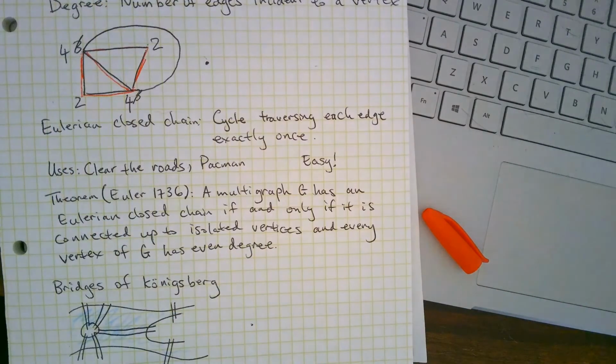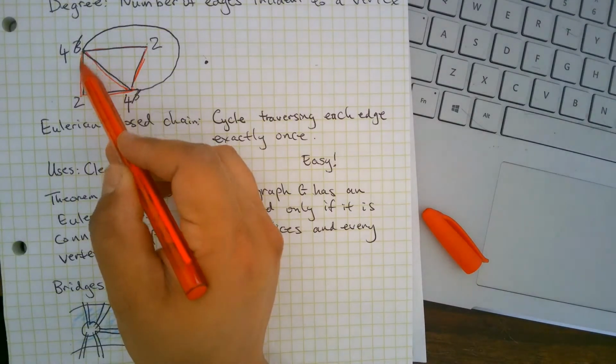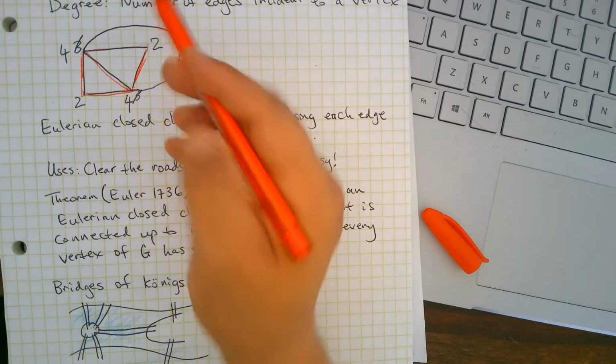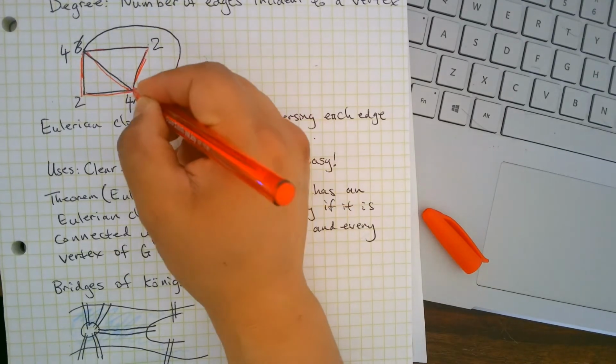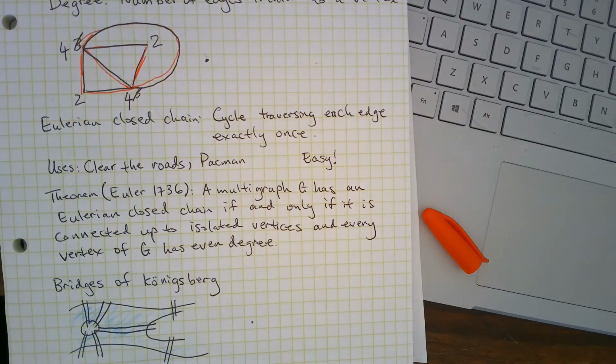Now every vertex has even degree, so the theorem says there has to exist an Eulerian closed chain. Well, of course there does. The one I drew almost works. Go here, here, here, here, here, and then this edge helps me get back to where I started. That's the Eulerian closed chain for that graph.